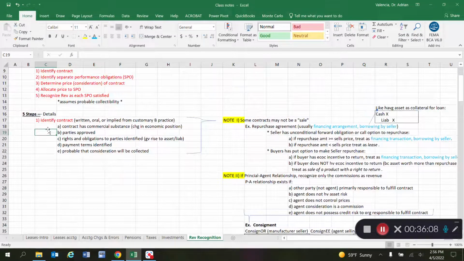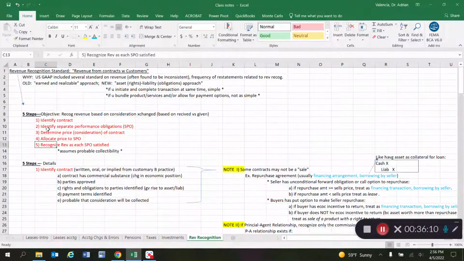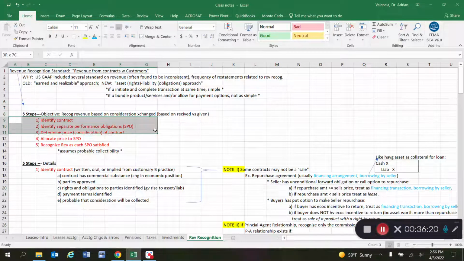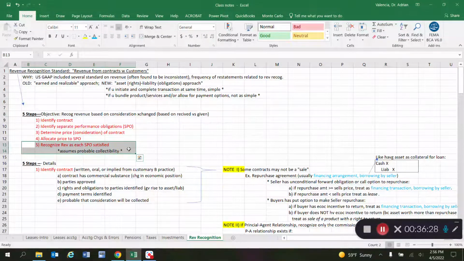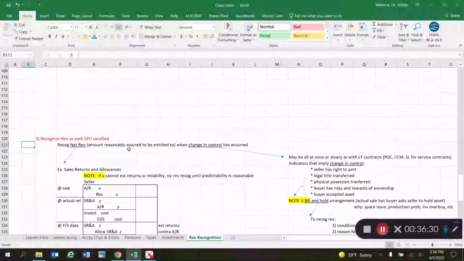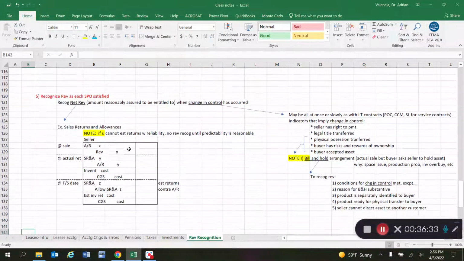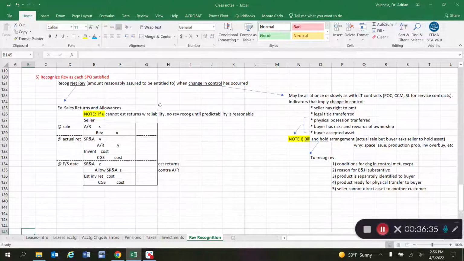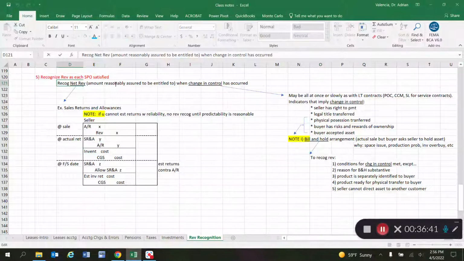Okay, finally, we get to step number 5, which is, okay, now we can recognize the revenue. And if you notice, this is making sure that all these attributes that define rights and obligations are in place before we start looking at whether revenue gets recognized or not. So let's look at step number 5. The first thing that I'll mention is that for each SPO, we're going to recognize the net revenue, okay, the amount that we reasonably are assured to be entitled to.